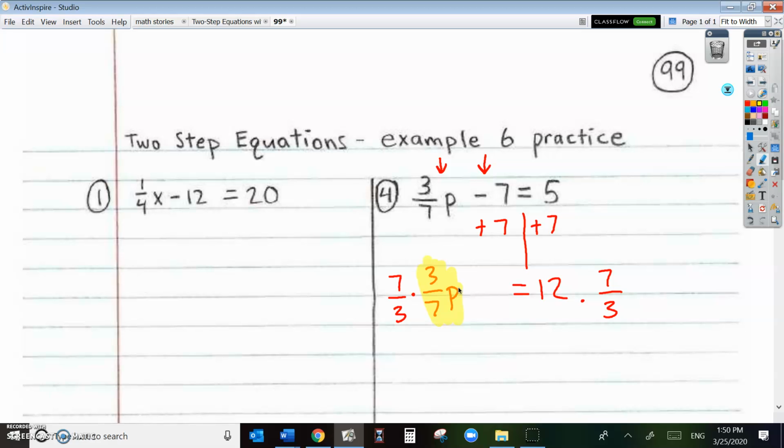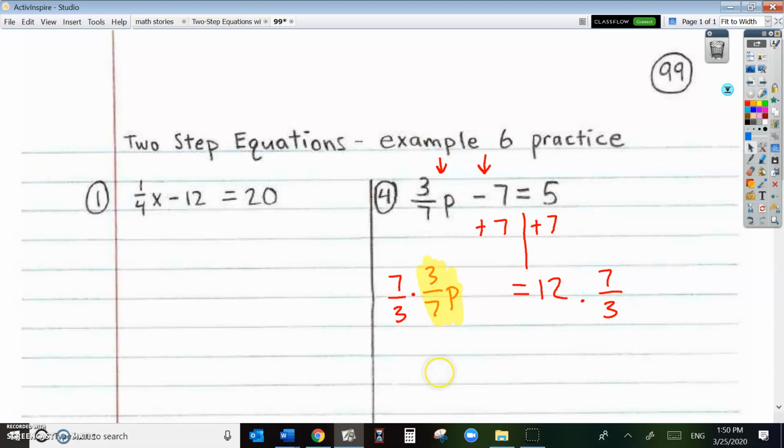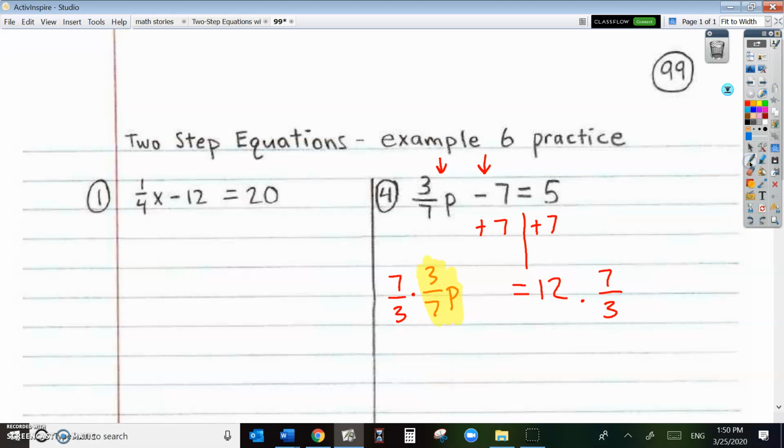So you're keeping 3 over 7 the same, keeping this part the same here. And then you're changing to multiplication and you're flipping that to get the reciprocal. So you multiply by the reciprocal on both sides. These all cancel, and you've isolated the variable p. And now you can do some cross-canceling here. It looks like 12 divided by 3 is 4. 3 divided by 3 is 1. 4 times 7 is 28.